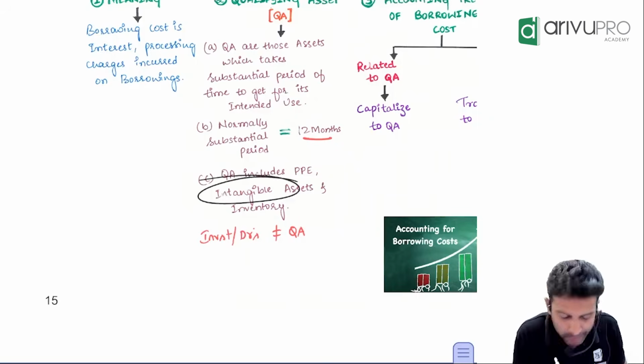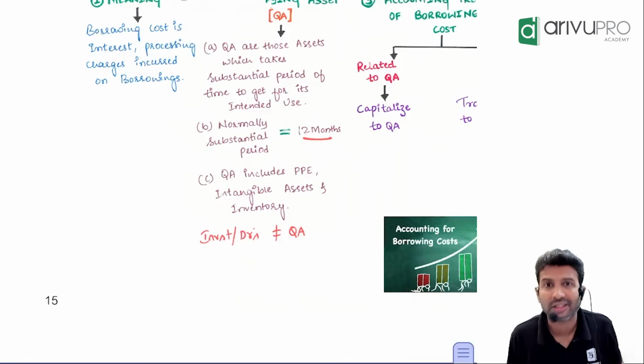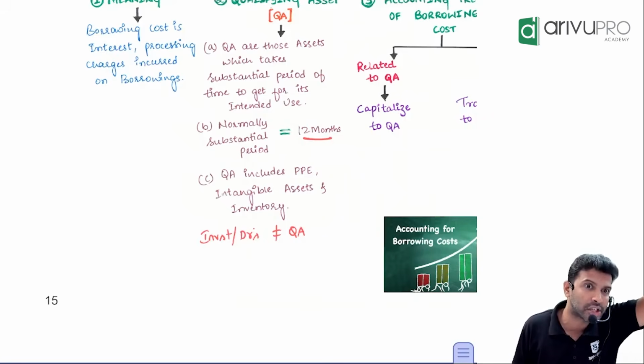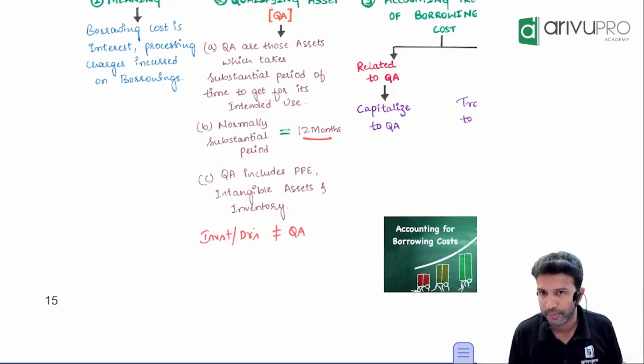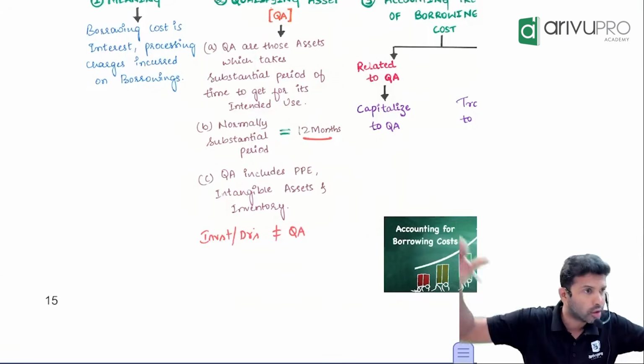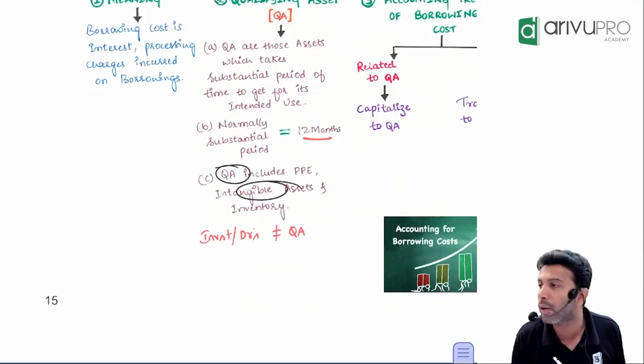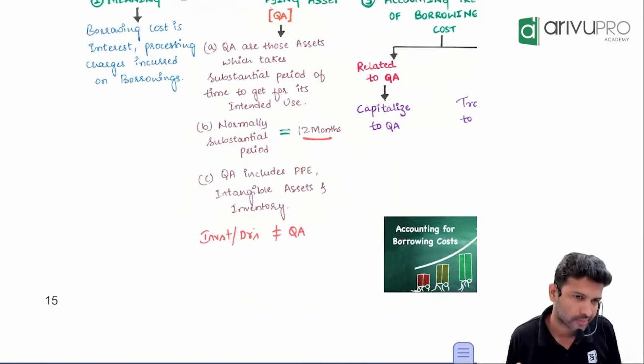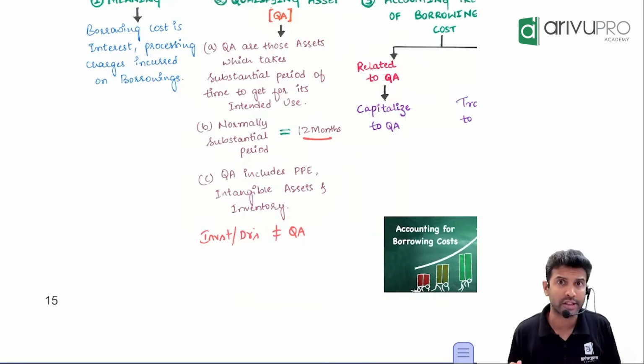Your intangible asset can also be a qualifying asset. You have studied intangible assets under development. You remember development phase expenditure. For that, if you are taking a loan, development can take a lot of time also. So even an intangible asset can be a qualifying asset. Inventory also can be a qualifying asset. Sorry, inventory doesn't take such time, no sir.